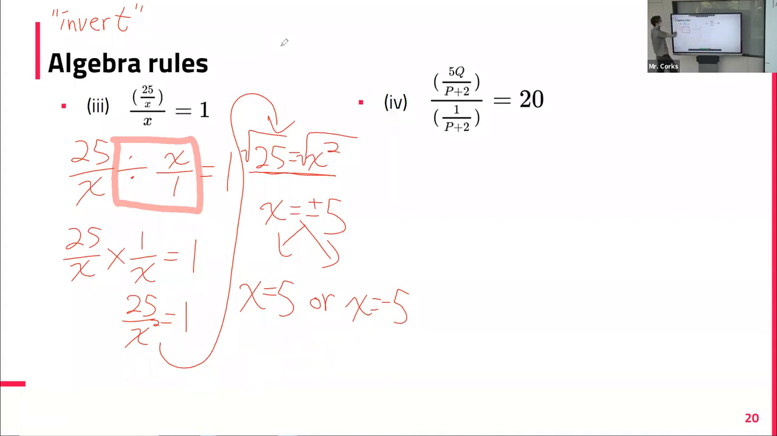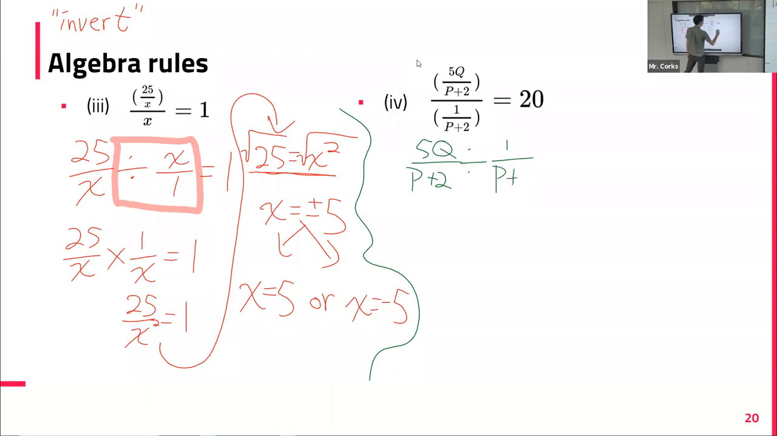All right, the one on the right, same process basically. So we'll write this out. So 5q over 2 divided by 1 over p plus 2. So we'll do the invert and multiply again just for clarity, and then it should be pretty clear.